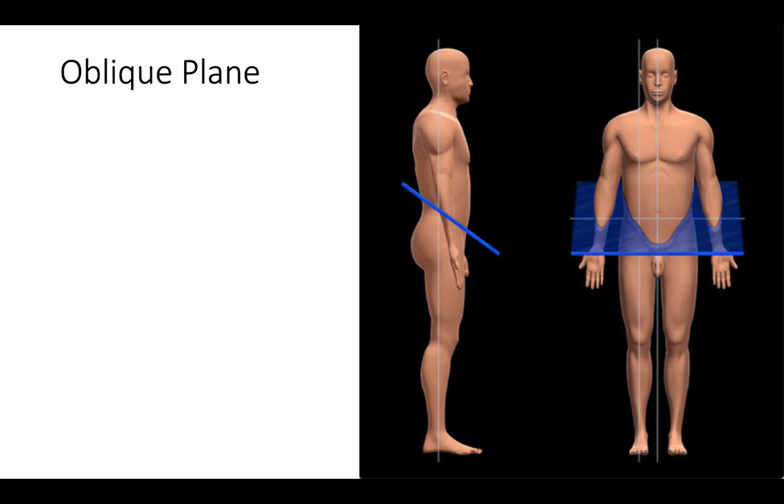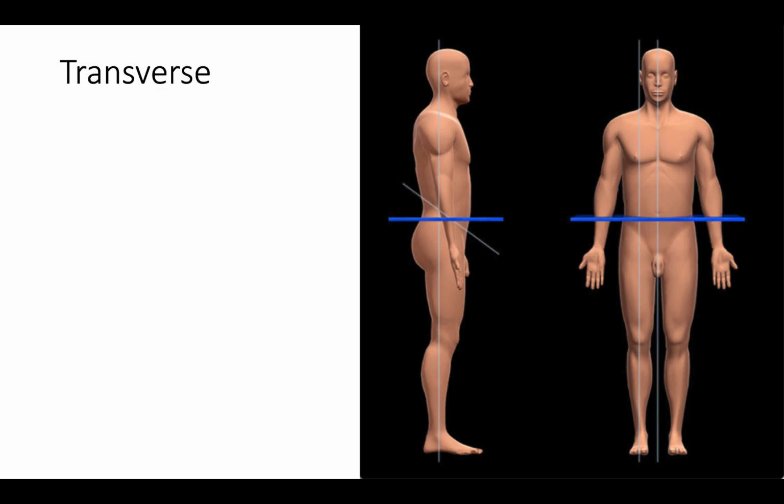An oblique plane divides the body into a superior and inferior section, or a top and a bottom section. But the imaginary line that goes through the body is at an oblique angle, so it's not completely horizontal, it's an angled line. A transverse section divides the body into a superior and inferior section, but that line is horizontal. So it's horizontal to the perpendicular line, which is the axis of the body.